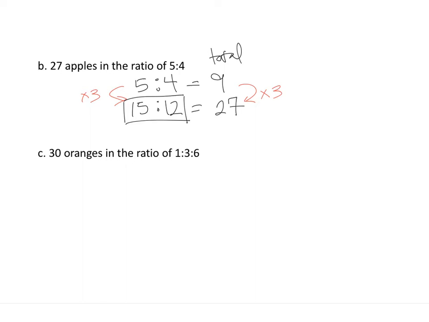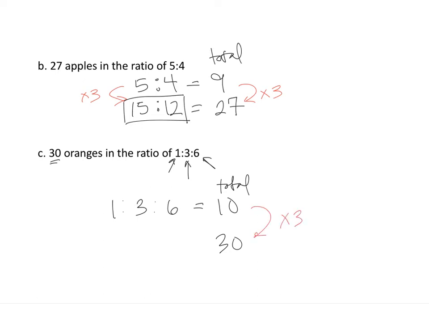Now say we have 30 oranges in the ratio of 1 to 3 to 6. I'd give 1 to Clara, 3 to Liam, and 6 to Jack. However, we have 30 oranges. So we need to divvy up 30 oranges in this ratio. So 1 to 3 to 6 adds up to a total of 10. But in reality, we actually have 30 oranges.